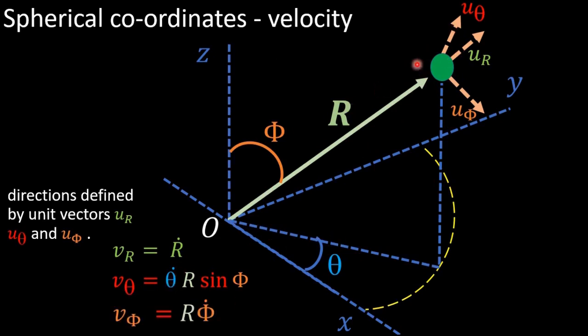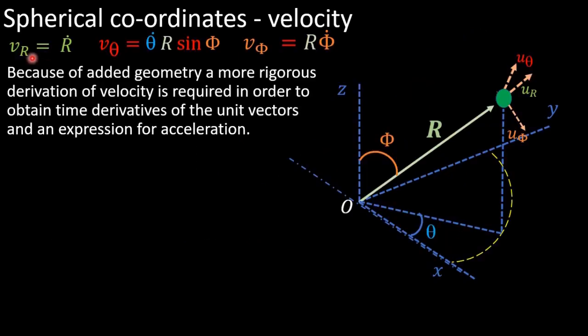The velocity in the u sub phi direction is just going to be this distance here, r, multiplied by phi dot. So all this is just radius times the angular velocity, theta dot, to get v sub theta. And to get v sub phi, you just do this radius here, which is r, multiplied by phi dot. So we're just going to put them there.